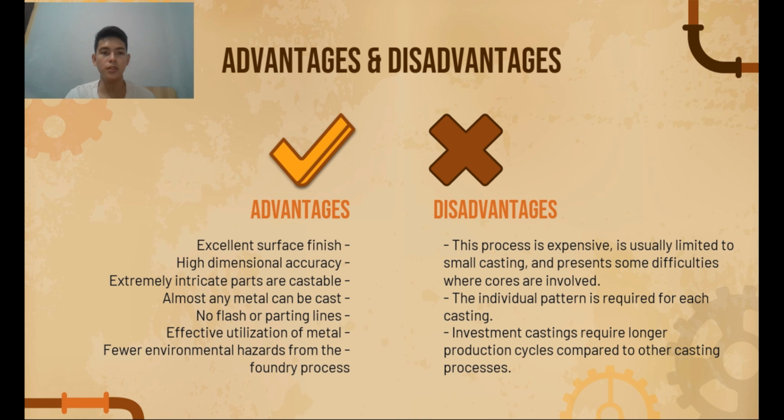Advantages and disadvantages of investment casting. First, the advantages. It can produce excellent surface finish, high dimensional accuracy, extremely intricate parts are castable, almost any metal can be cast, no flash or parting lines are needed, effective utilization of metal, and fewer environmental hazards from the foundry process.